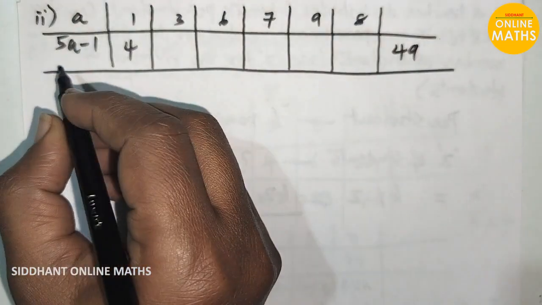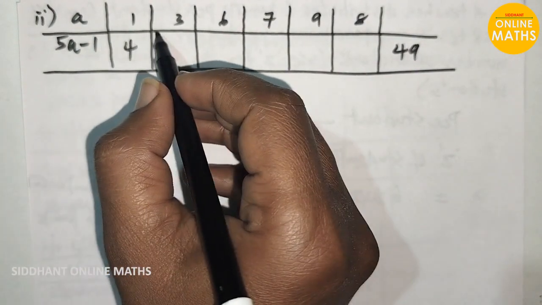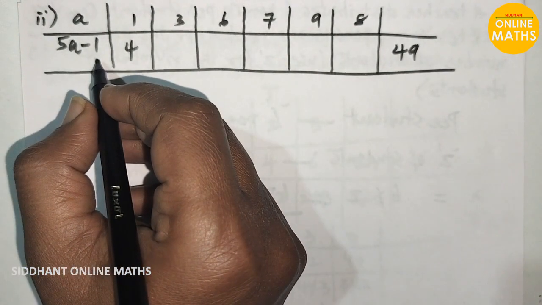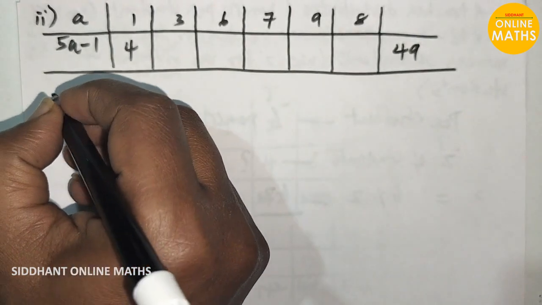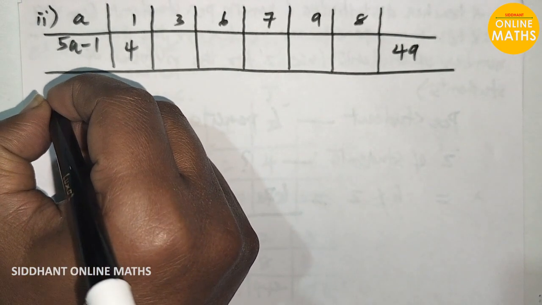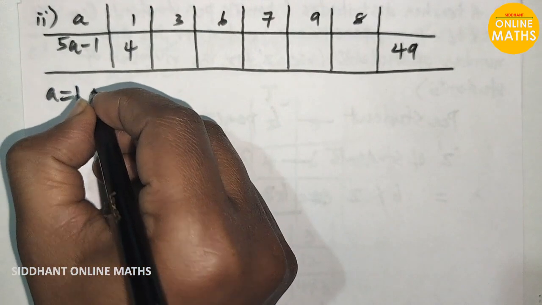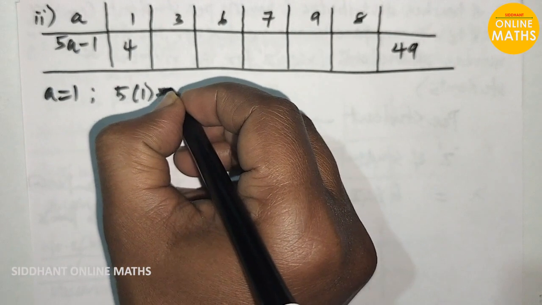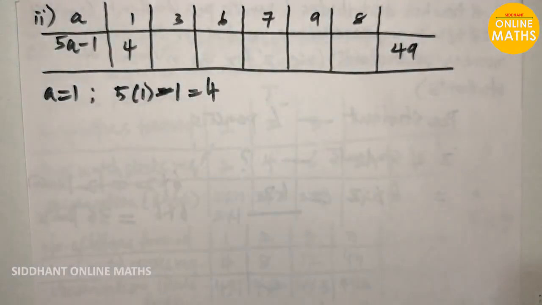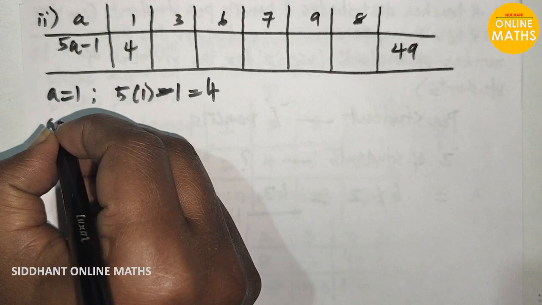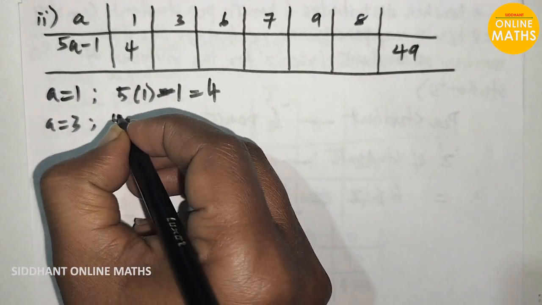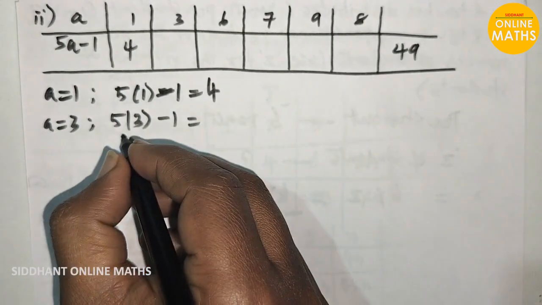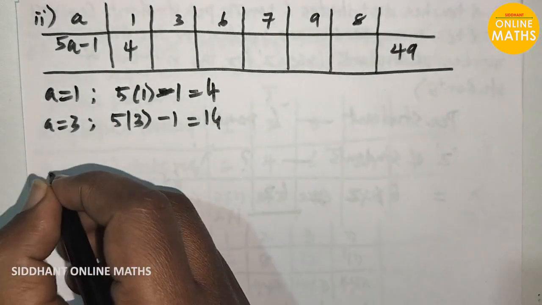In the same way, second one, a is 1, 3, 6, 7, 9, 8, and the pattern is 5a minus 1. If a is equal to 1, then 5 into 1 minus 1, that will be 4 here. If a is equal to 3, then 5 into 3 minus 1, that means 15 minus 1, 14.